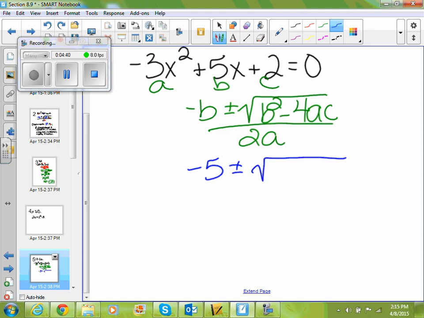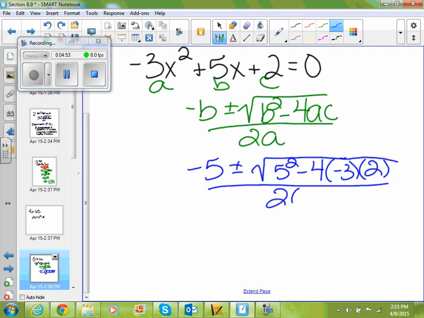B squared, so what's b? Squared minus 4. A is negative 3, okay, and what's c? And c is 2. Okay, 2a, and so a is negative 3. Okay, so we simplify what's under our square root.